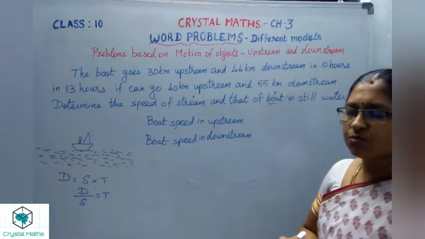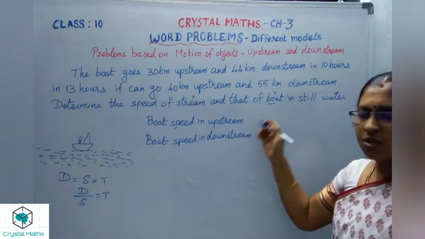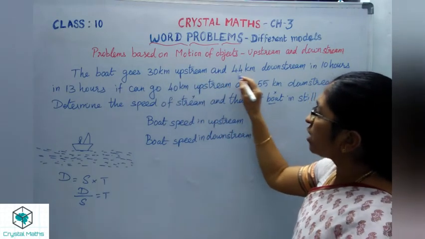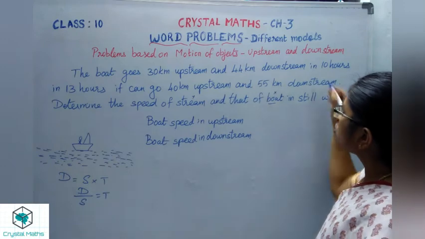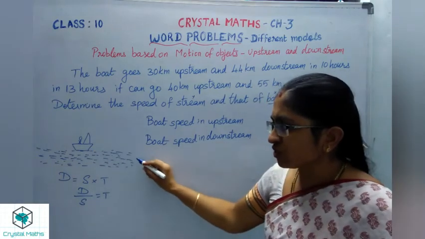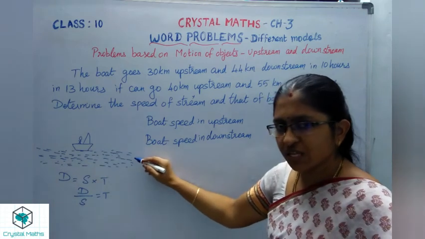Problem based on upstream and downstream. Let us see the problem. The boat goes 30 kilometers upstream and 44 kilometers downstream in 10 hours. The boat is going in this way. The water is flowing in this way.